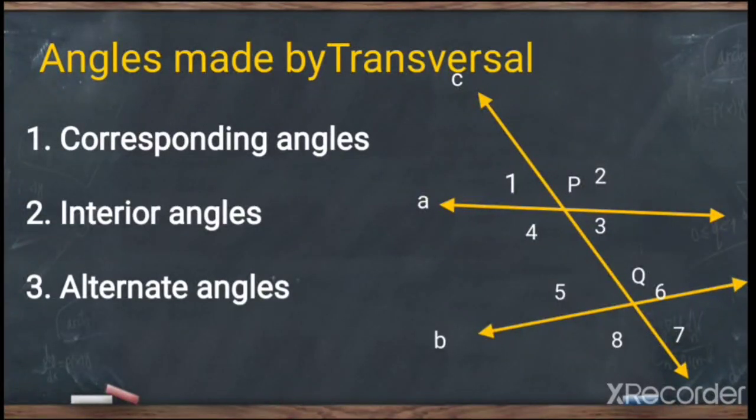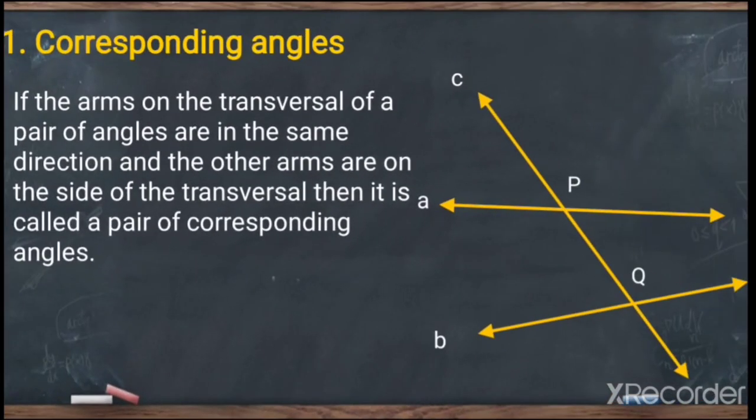Let's study first corresponding angles. If the arms on the transversal of a pair of angles are in the same direction and the other arms are on the same side of the transversal, then it is called a pair of corresponding angles. In other simple words, the pair of angles which are on the same side of the transversal and at either upward or downward direction of the lines, such a pair is called a corresponding pair. Let's study it.